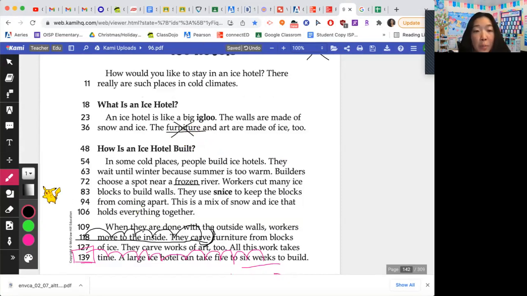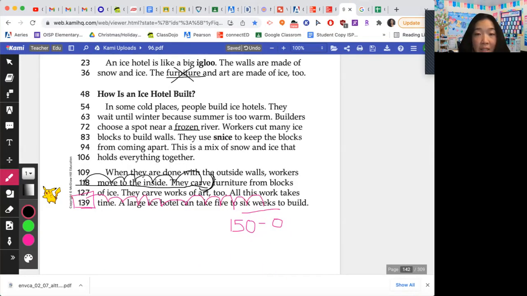How is an ice hotel built? In some cold places, people build ice hotels. They wait until winter because summer is too warm. Builders choose a spot near a frozen river. When workers cut many ice blocks to build walls. They use snice to keep the blocks from coming apart. There is a mix of snow and ice that holds everything together.